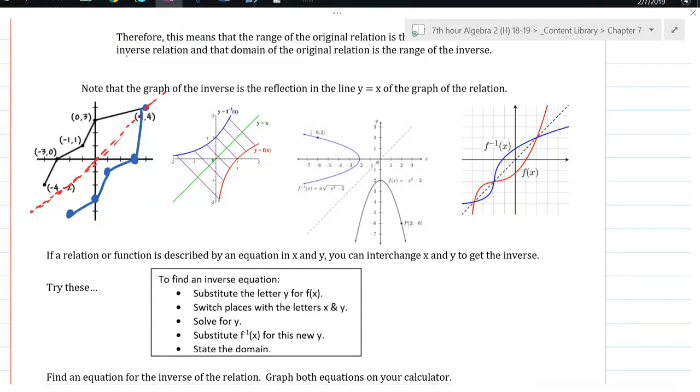Notice also we can look at these other graphs and see how the inverse works. Remember the symbol: if our original function is called f, then the inverse of that function will be called f inverse. That looks like a negative 1 exponent, but it's not. It's actually just the name of the function, f inverse. So for all of these graphs, the inverse will always be the reflection over the line y equals x.